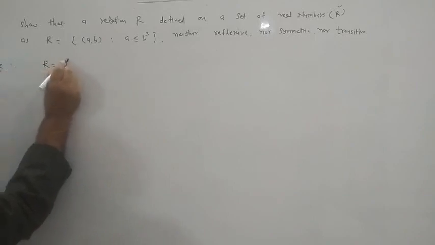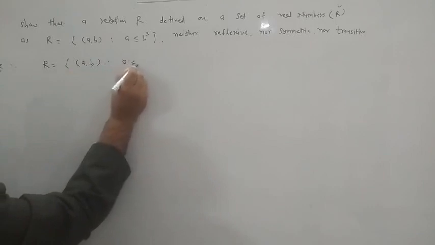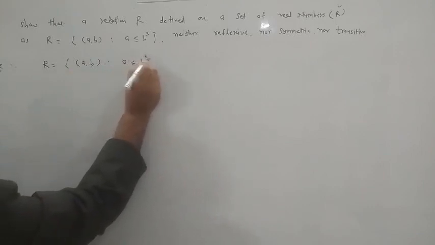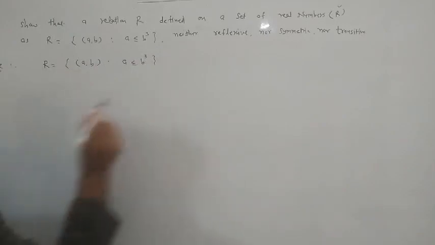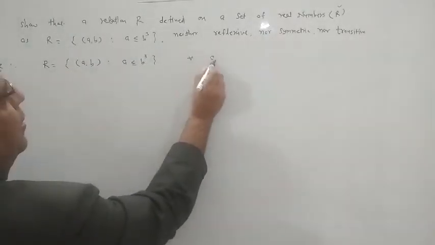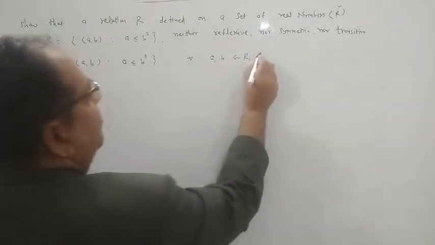R equals (a, b) satisfying the condition a less than or equal to b cube, for every a, b an element of the set of real numbers.